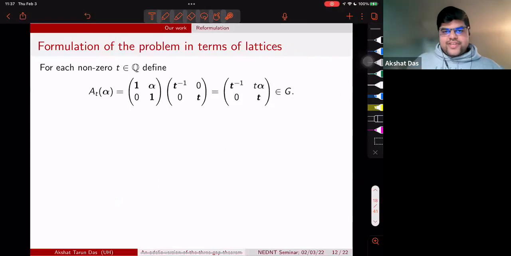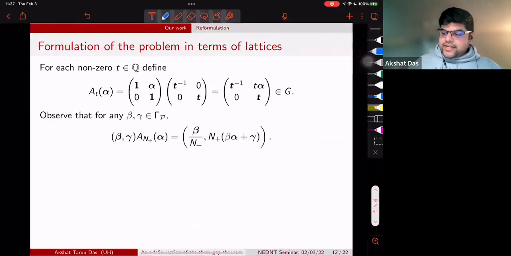So what we are doing first is defining a lattice over here. For each non-zero rational number t, let us define this lattice in G, which is t inverse, t alpha, 0, t. So if we take the particular case where t is equal to n plus, and then left multiply this particular lattice an plus alpha with an element of gamma p squared, then once we do this computation, we end up with a lattice point.